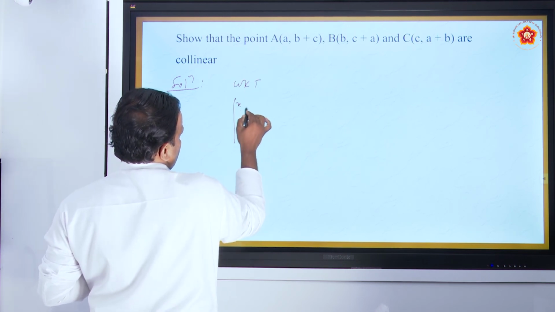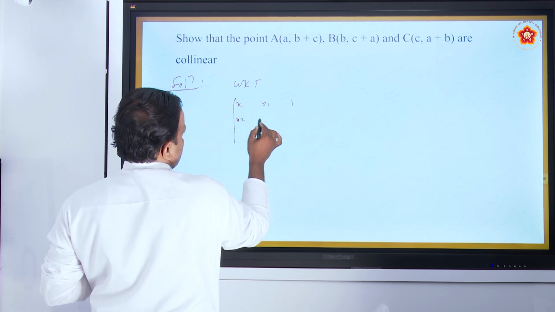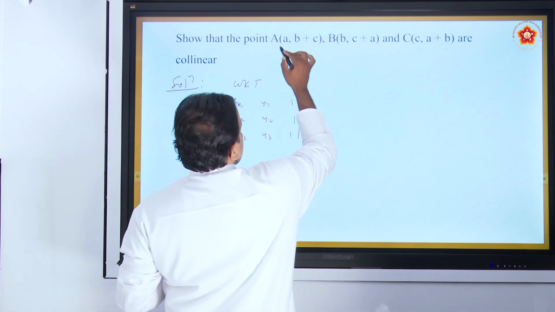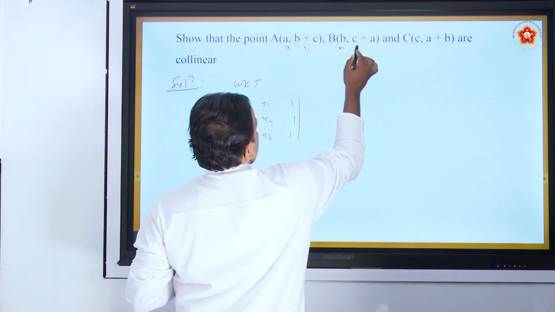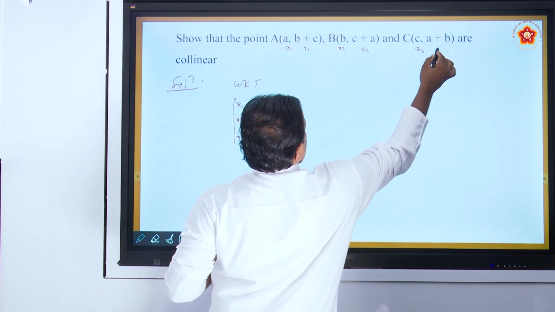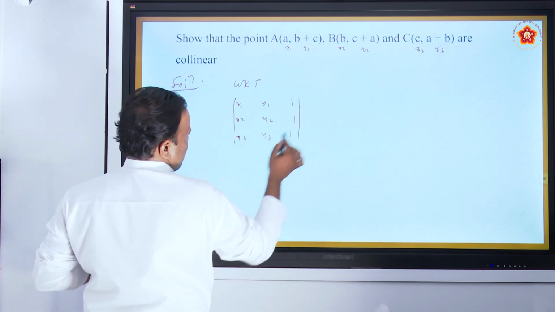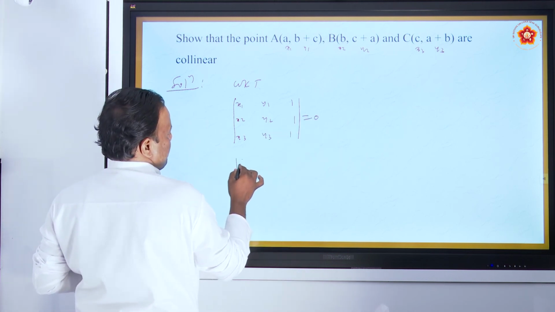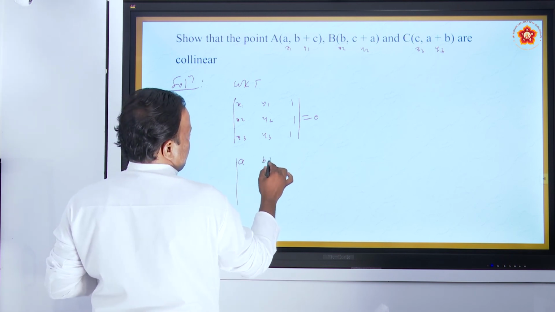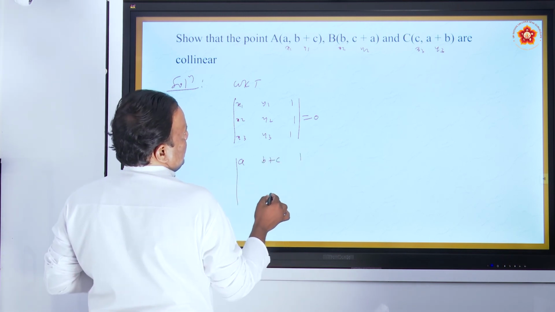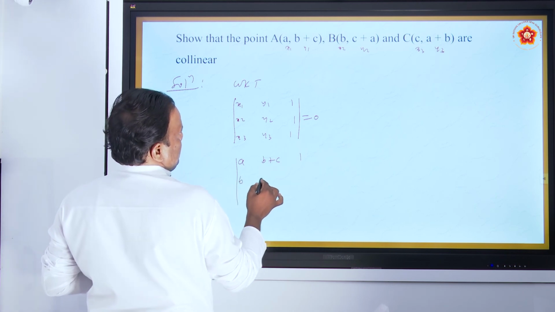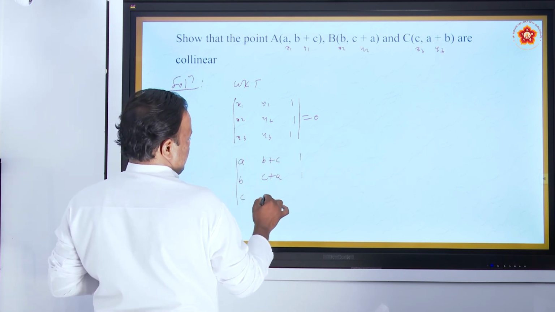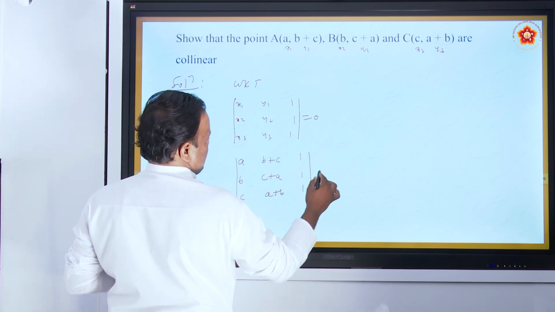Once again, the same formula: x1 y1 1, x2 y2 1, x3 y3 1. These are the points (x1, y1), (x2, y2), (x3, y3) with x1 = a, y1 = b and so on, and a plus b is nothing but y3. Substitute all the values, equal to 0, because the determinant is 0. The determinant: x1 = a, y1 = b plus c, 1; x2 = b, y2 = c plus a, 1; x3 = c, y3 = a plus b, 1; equal to 0.